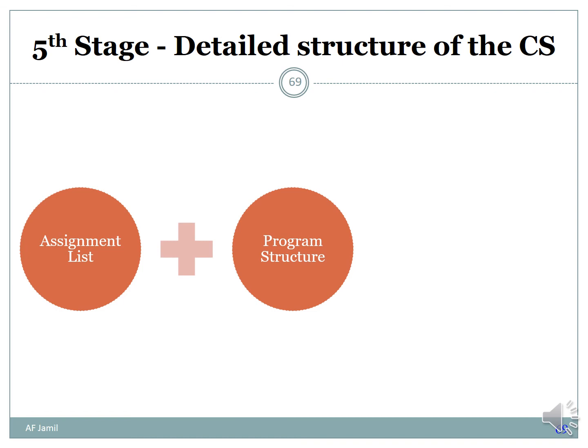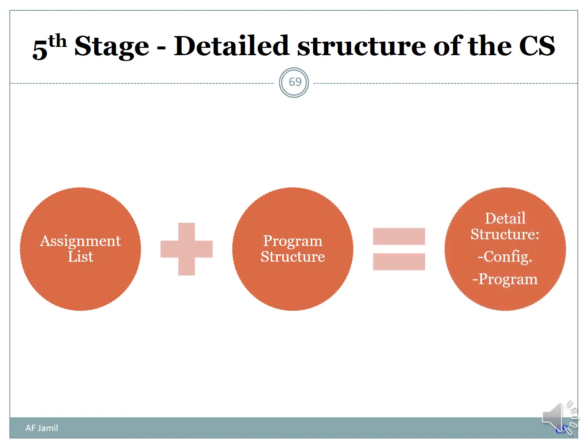The fifth stage, you detail out the structure of the control system. By combining the assignment list and the program structure, you put it together into configuration and also programming.